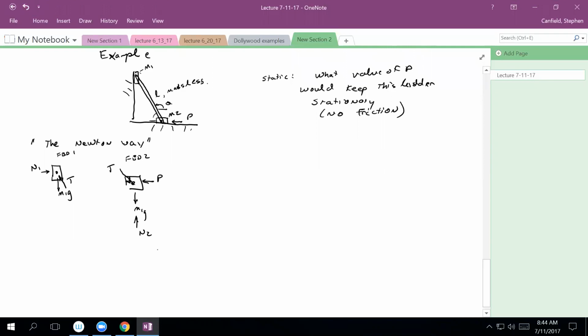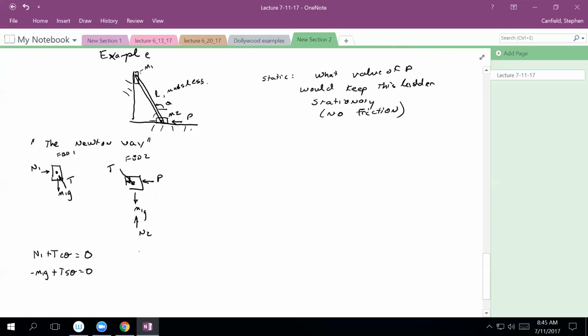I would write my equations. My equations are Newton's second law. These are particles, so I don't have to worry about moments. So the sum of forces in the X: N1 plus T times the cosine of theta equals mass M1 times acceleration, but there's no acceleration, so it's zero. Sum of forces in the Y: minus M1G plus T sine theta equals zero.